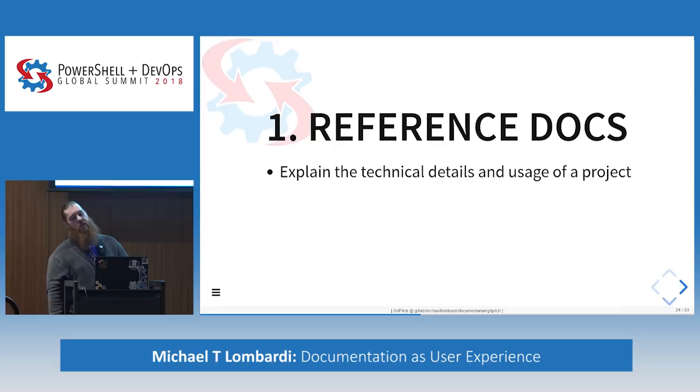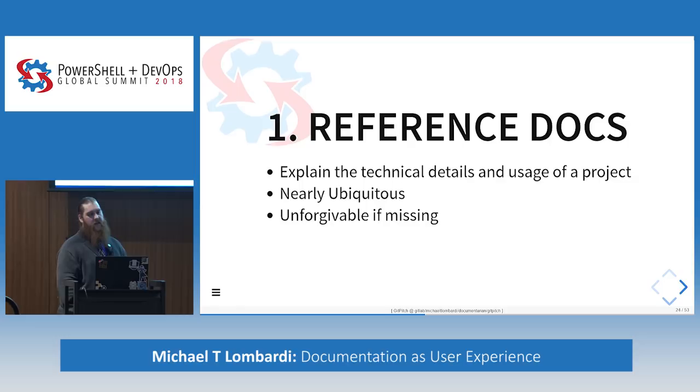Everybody has them, and you've probably stopped using things that don't have reference docs because that's unforgivable, right? If you can't explain what parameters are available for a product, I'm not going to use it. I'm not going to fire a gun into prod for no good reason. But they're not good enough, right? Just having reference docs isn't good enough for me to want to use your stuff.